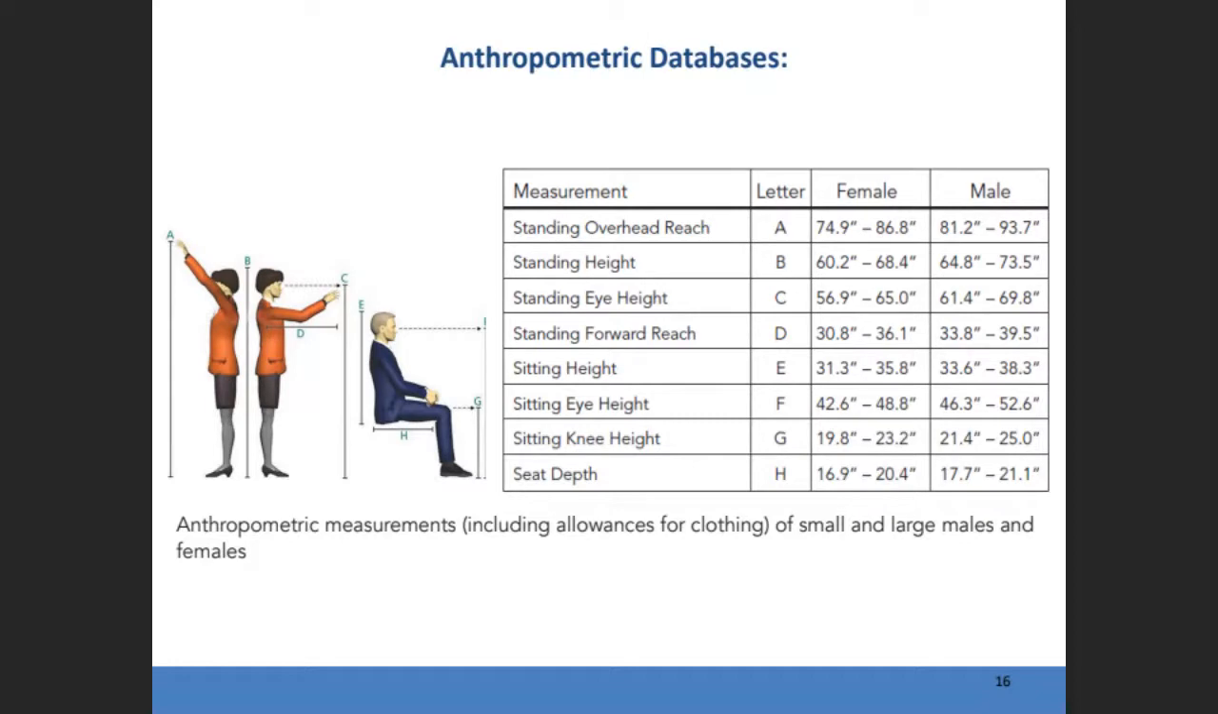So I put it within this range, between 56 to 69. So low 70, of course, and above a mid of 50. This is the standing eye height. Then we have the standing forward reach, which is letter D.